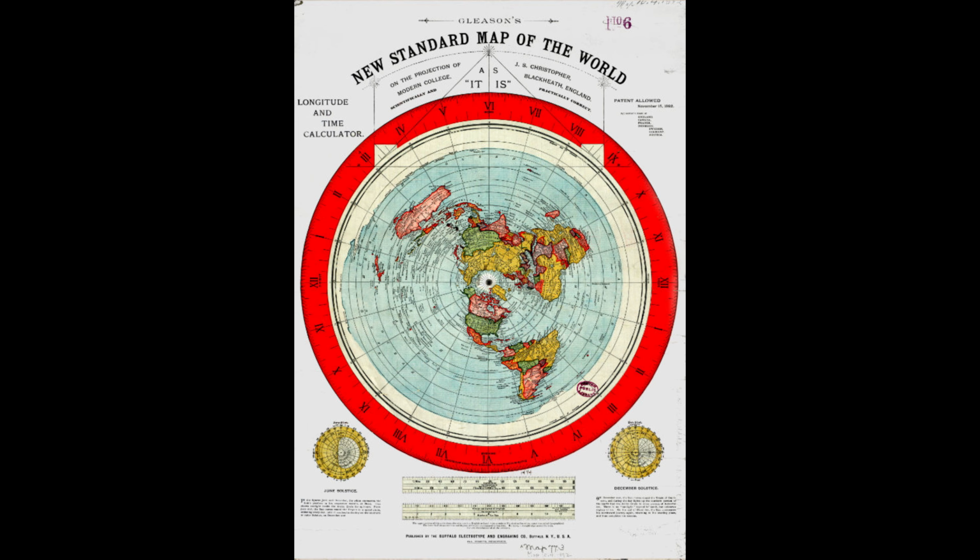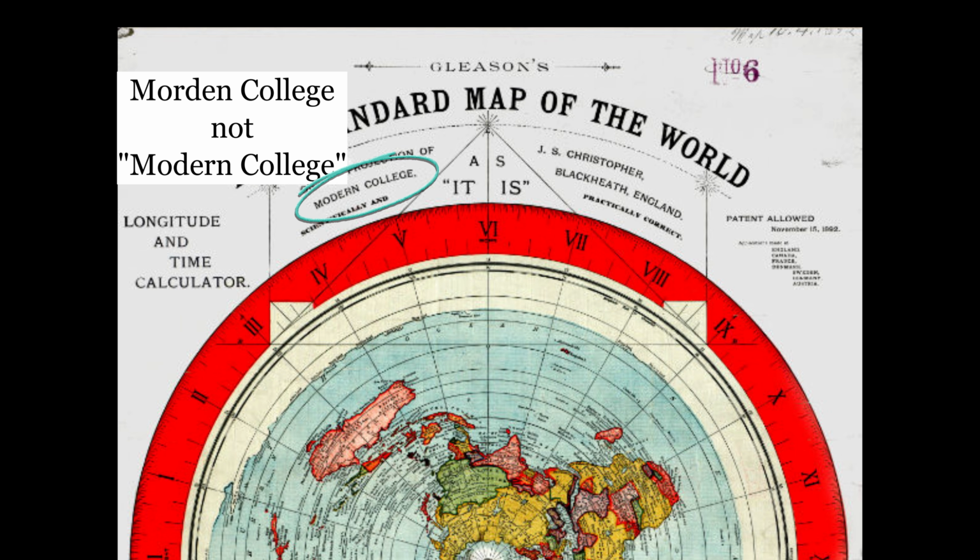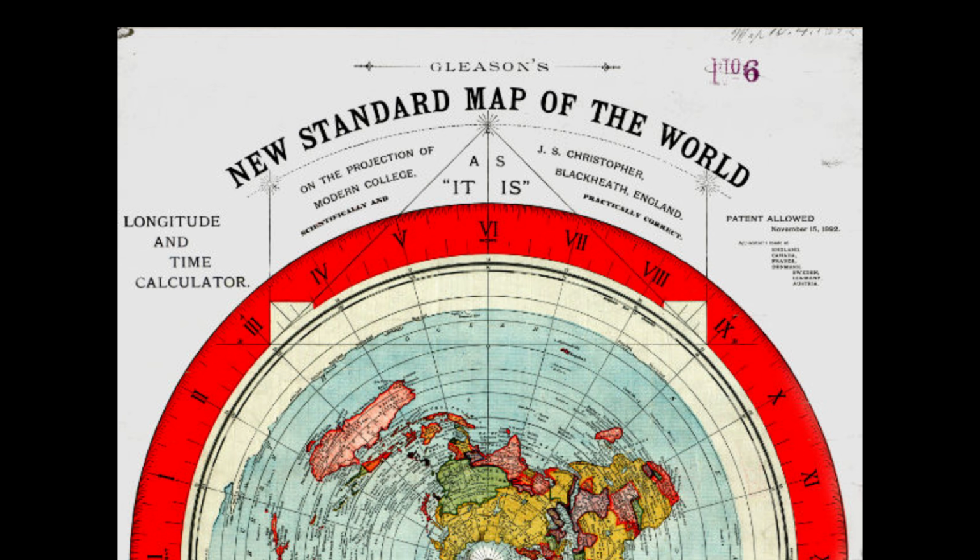First off, the Gleason map wasn't even made by Gleason. He got it as an azimuthal equidistant projection from J.S. Christopher, listed as Modern College, Blackheath, England. Well, it turns out there is no Modern College in Blackheath, England. It's called Morden College. And it's not even an educational institution. It's a charitable foundation set up to support merchants who are down on their luck and provide a place for them to live. And J.S. Christopher was one of their residents.